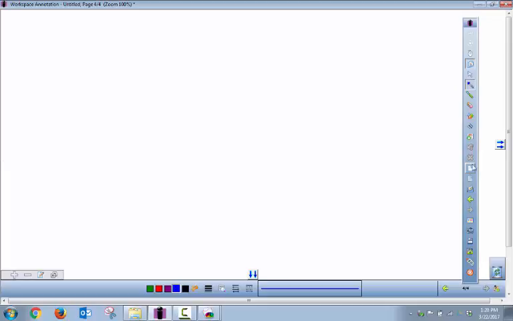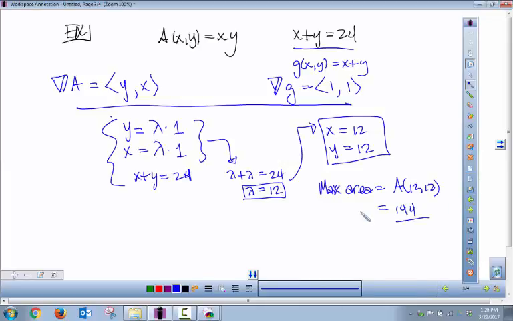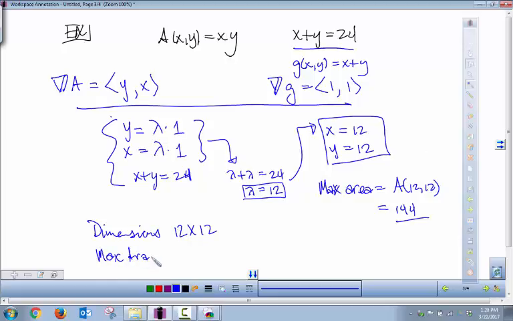So when you find x and y, you just evaluate the function A of x, y at those points? It depends what they're asking for. If they're asking for the dimensions, then you say it's 12 by 12, so it's x and y. If they're asking for the max area, then you put it back into the equation to get 144. So it depends on what the problem is asking for. And the problem may be asking for different things. All right. Any other questions?